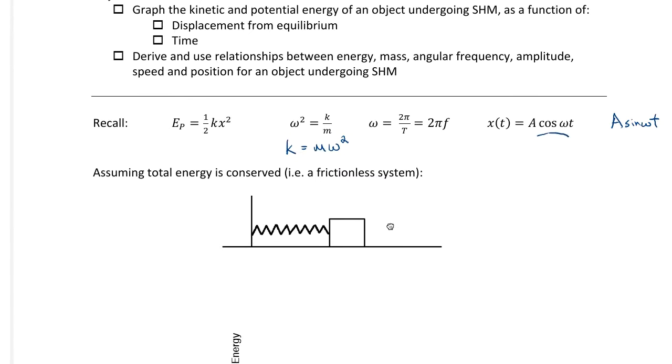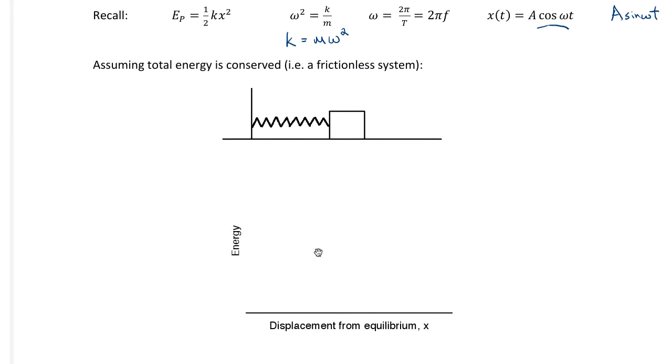Now, let's take a look at a mass on a spring oscillating backwards and forwards. If we assume that the system is frictionless, so there's no friction between the surfaces here and there's no friction in the spring, then all the energy is going to be conserved. The total energy in this system is going to be a constant.